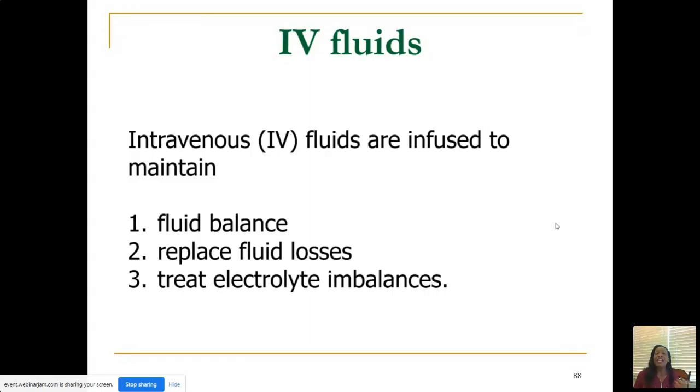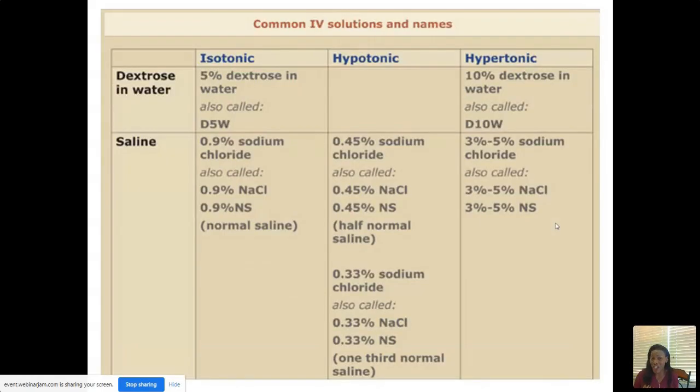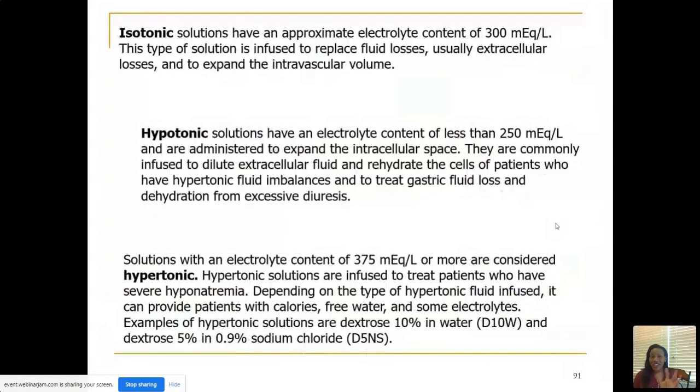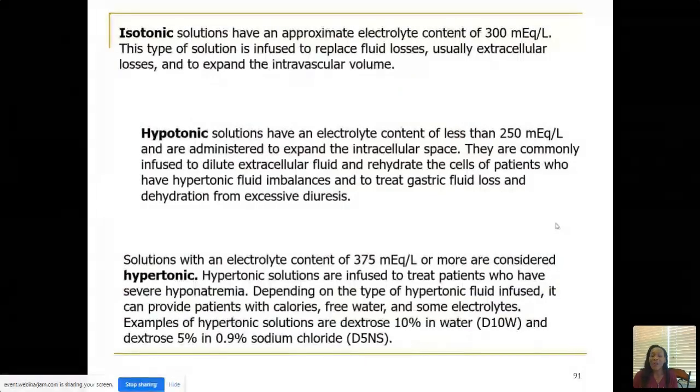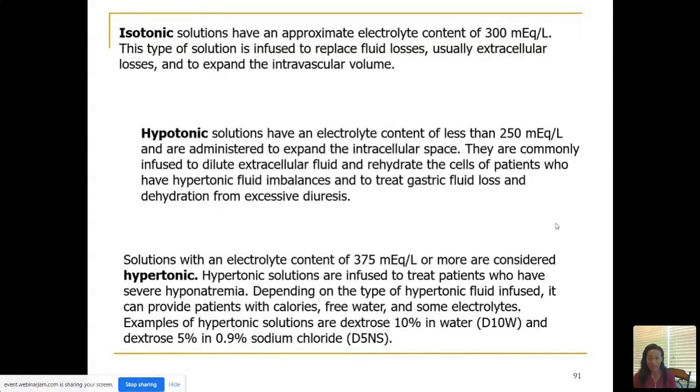I'm gonna do isotonic first, and then hypo, and then I'm going to do hyper, okay? So let's do iso first. And why do I always start there? Because if you know isotonic, you know hypo, and you know hyper. Promise. So let's do iso. So what is isotonic solution?